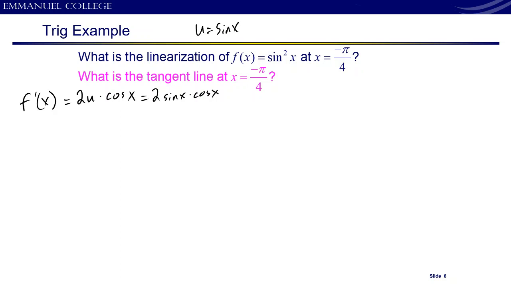So now I'm going to need f of negative pi over 4, and I'm also going to need f prime of negative pi over 4. So let's start with f prime.